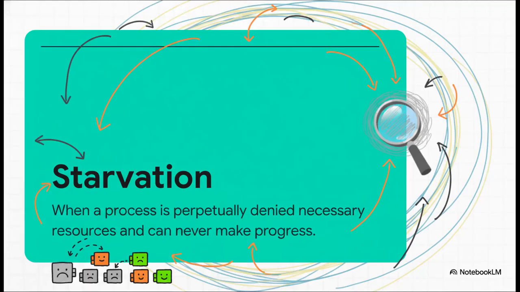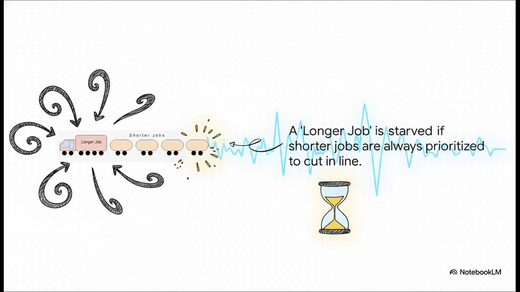Okay, the next danger is starvation. This one's a little more subtle. It's a situation where a process isn't technically deadlocked, but it just never gets picked from the waiting queue. It's ready to go, it's waiting patiently, but it just keeps getting overlooked again and again. This image really drives the point home.